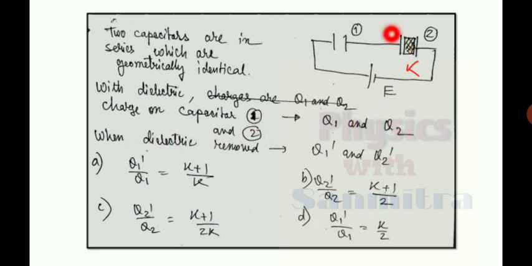And now this battery is kept connected and I am removing the dielectric. Now what are the charges Q1 dash and Q2 dash? We have to verify: option A, Q1 dash by Q1 is K plus 1 by K. Option B, Q2 dash by Q2 is K plus 1 by 2. Option C, Q2 dash by Q2 is K plus 1 by 2K, and D, Q1 dash by Q1 is K by 2. Okay, now let's see how to approach this problem.